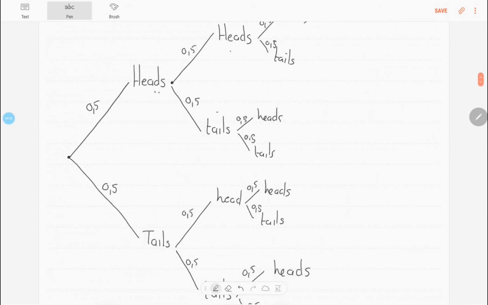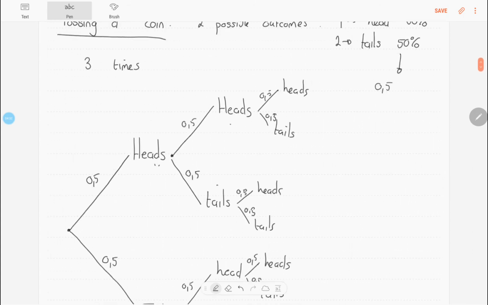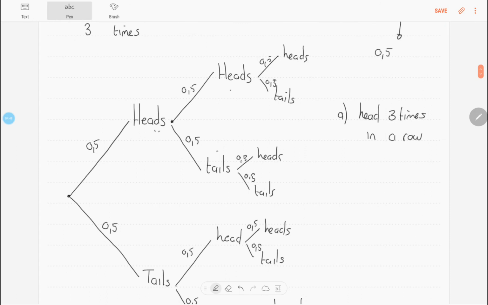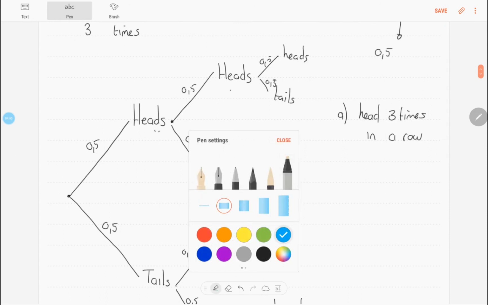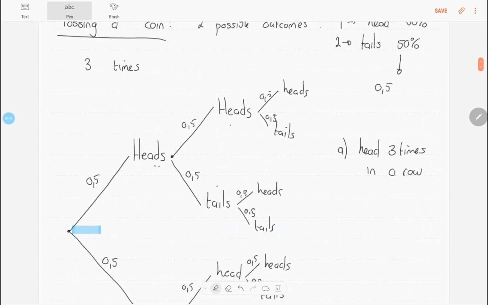Now I'll ask you, what is the probability? Question A, what is the probability of it landing on heads 3 times in a row? What we do is we follow the trail that gives us heads, heads, and heads. So we go from this one here to that one and then to that one there.